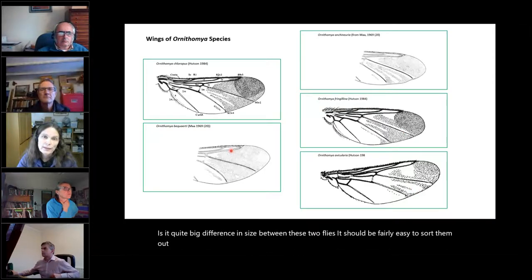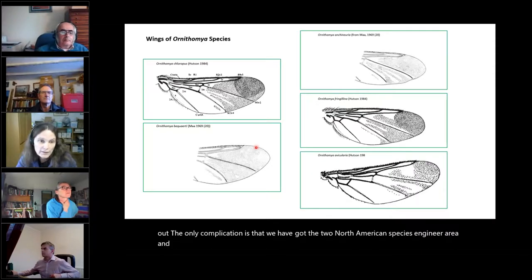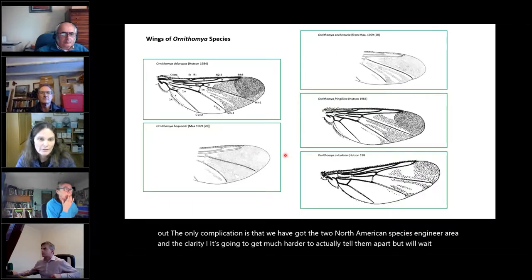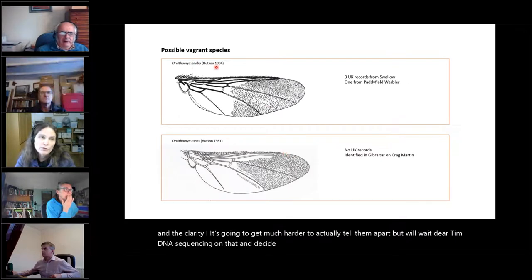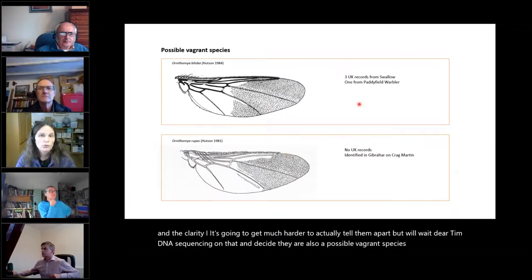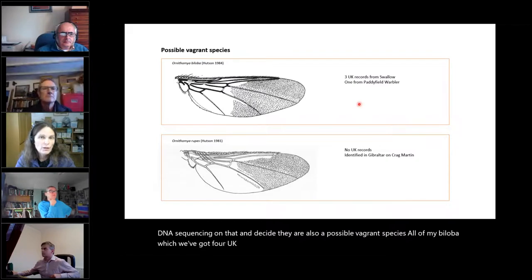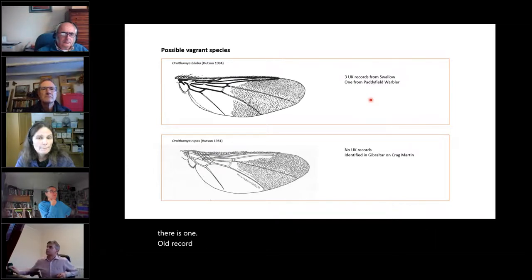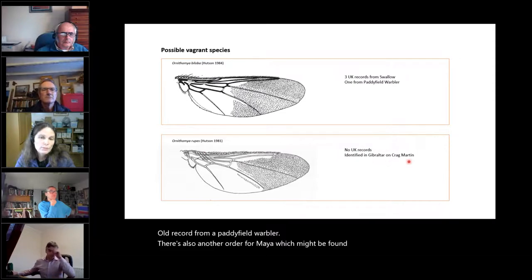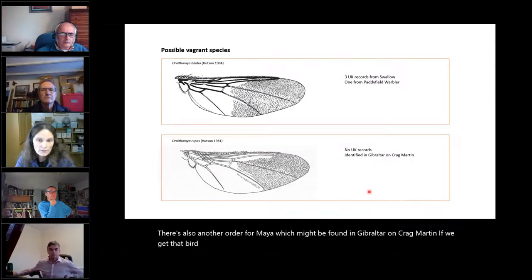The only complication is we have the two North American species, Anginuria and Aquatiae. It's going to get much harder to tell them apart, but we'll wait for some DNA sequencing on that and decide. There's also a possible vagrant species, Ornithomimia biloba, which we've got four UK records of so far. It's usually found on swallow, but there is one odd record from a paddy field warbler. There's also another Ornithomimia which might be found in Gibraltar on crag martin. If we get that bird as a vagrant in the UK, we might just see it. But again, it's quite distinct in this gap in R3.